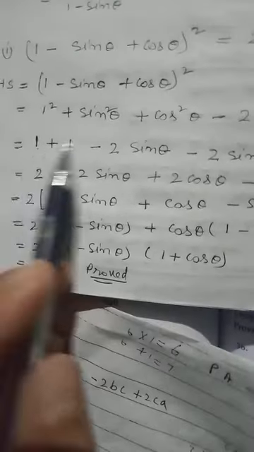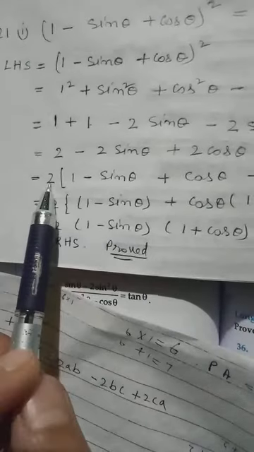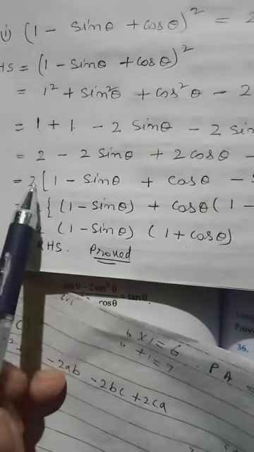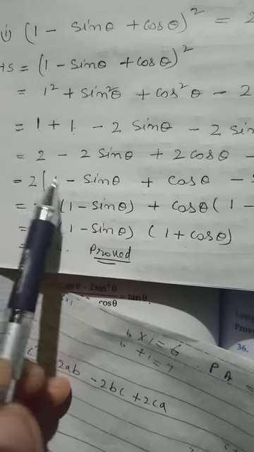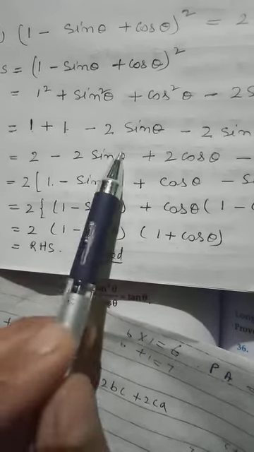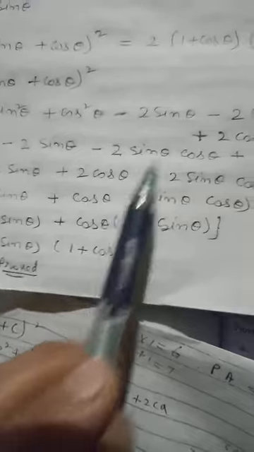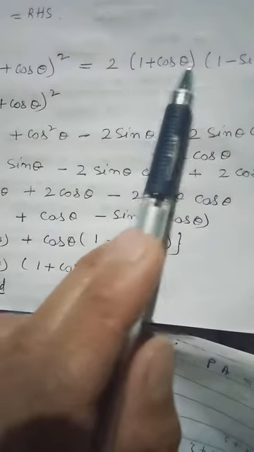So now 1 plus 1 is 2. We have 2 everywhere, so we can take 2 common. Then we take common 2 here, so 2 into what will be 2? 2 into 1. Here we are left with sin theta. Then there you see cos theta is with plus.